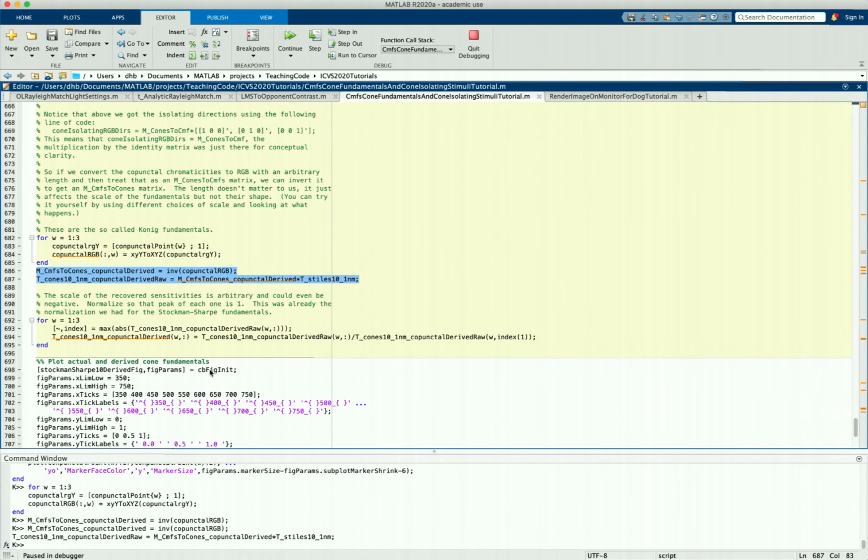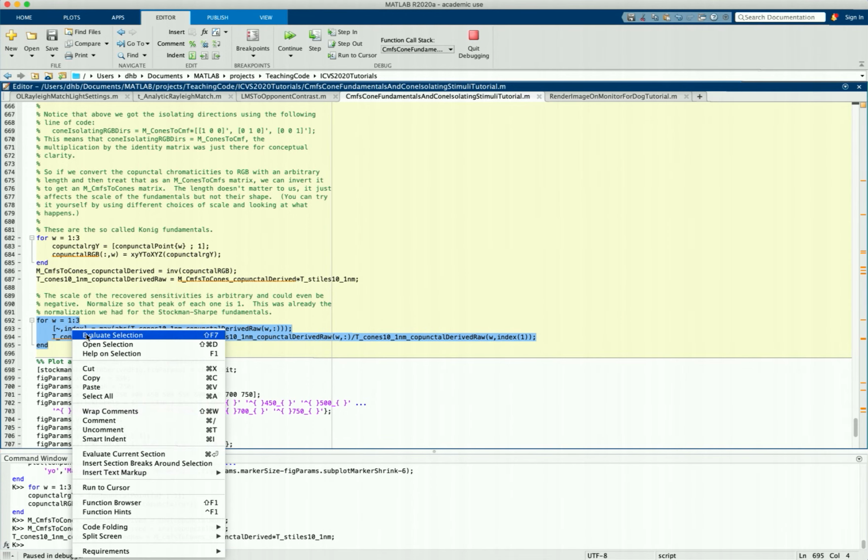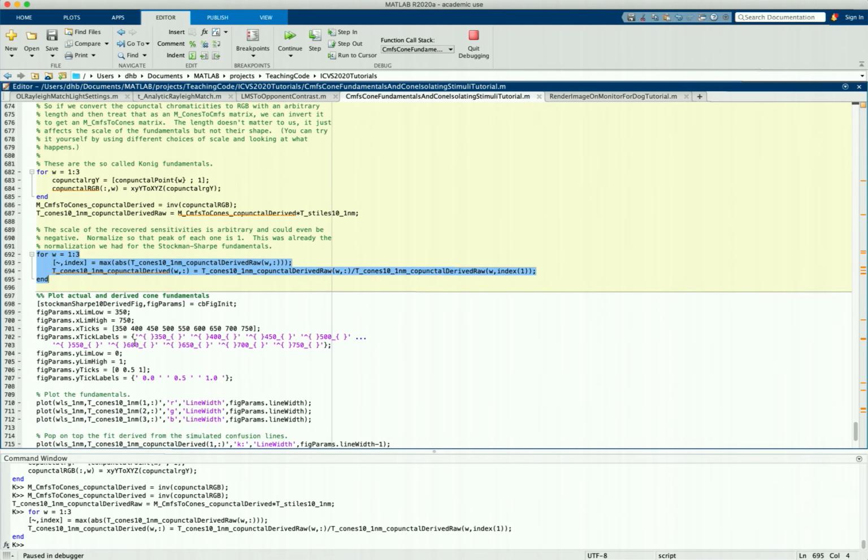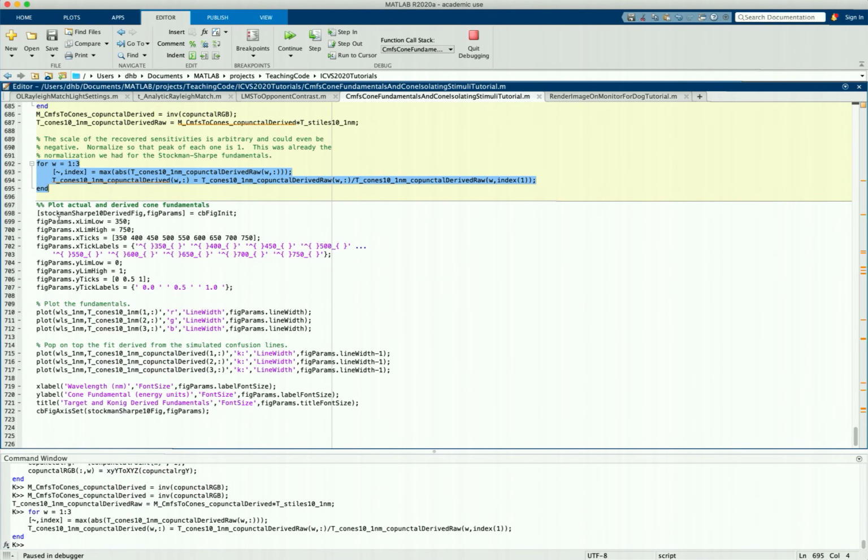Now these have arbitrary scale, so we're going to have to normalize it. And actually, it turns out there's no particular guarantee even that the cone fundamentals we got back were positive. So we're going to find the index of the point in the derived cone fundamentals with the maximum absolute value. And then we're going to divide each of the derived fundamentals by the corresponding maximum point with maximum absolute value, but we'll divide by the sign value, and that will give us normalized color matching functions whose maximum is each 1.